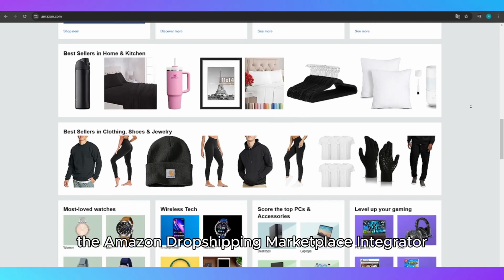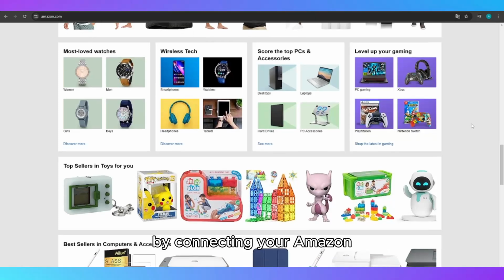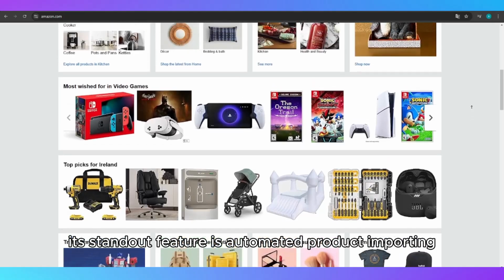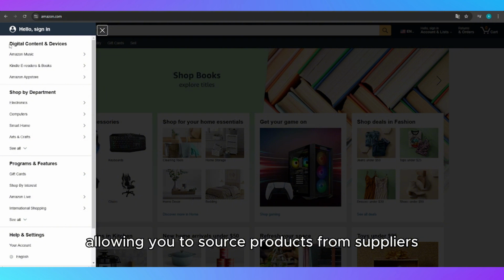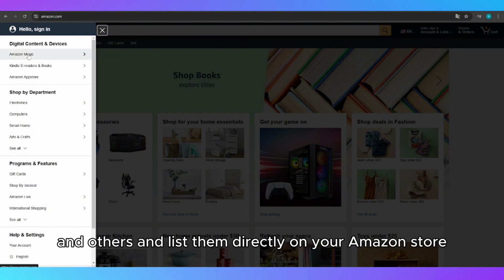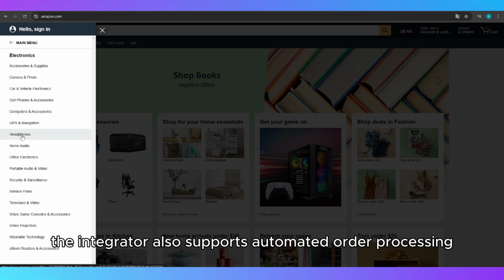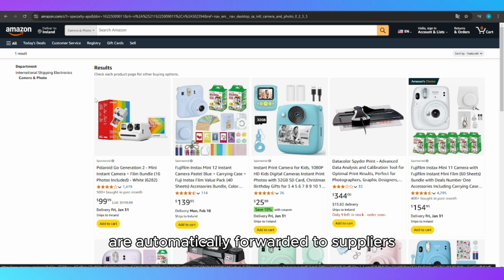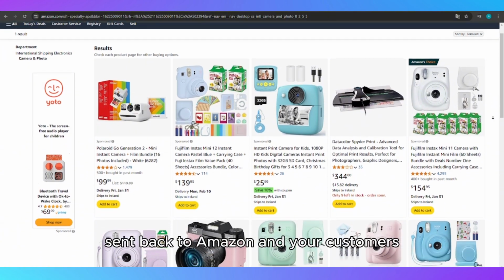The Amazon Dropshipping Marketplace Integrator is designed to streamline your dropshipping operations by connecting your Amazon seller account with a variety of reliable suppliers. Its standout feature is automated product importing, allowing you to source products from suppliers like AliExpress, Walmart, and others, and list them directly on your Amazon store with optimized titles, descriptions, and images. The integrator also supports automated order processing, meaning orders placed on Amazon are automatically forwarded to suppliers, complete with tracking information sent back to Amazon and your customers.